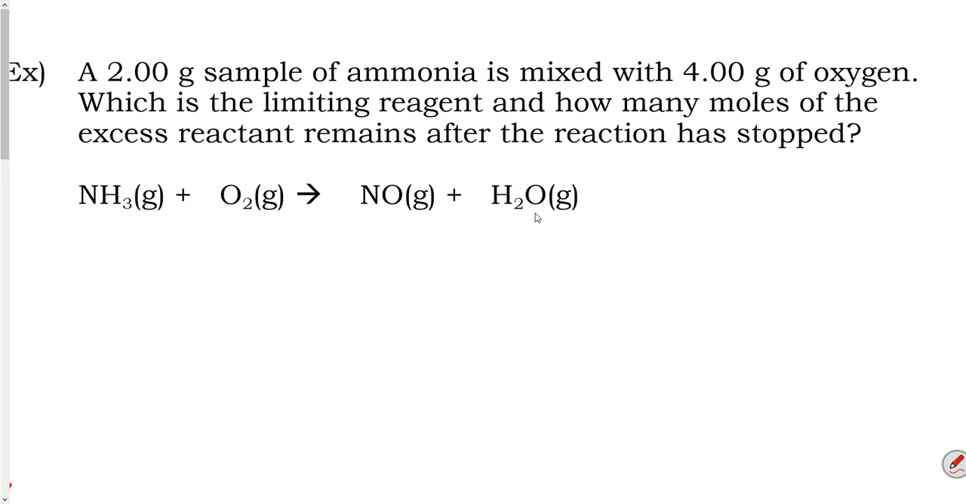All right, so a 2-gram sample of ammonia is mixed with 4 grams of oxygen. What is the limiting reagent? How many moles of the excess reactant remain after the reaction is stopped? Balance the equation. Very good. So let's see here. My nitrogens are good. Boom, I balanced it. Let's do the hydrogens first. Put 2 there, 2 there. So I have 3.